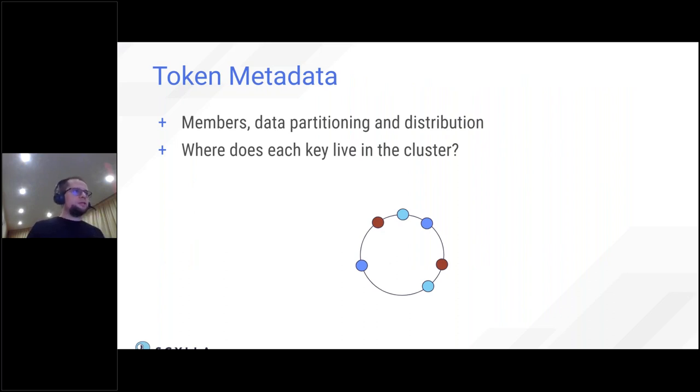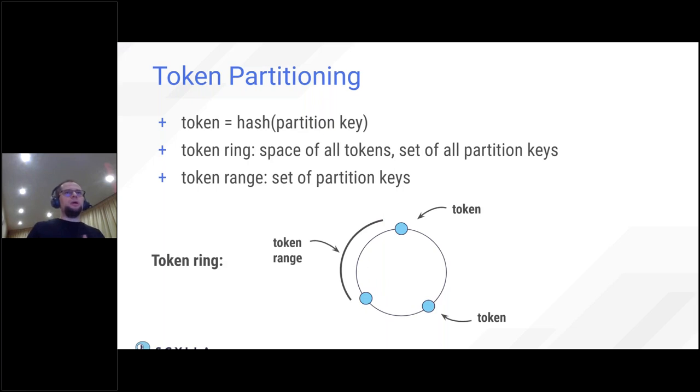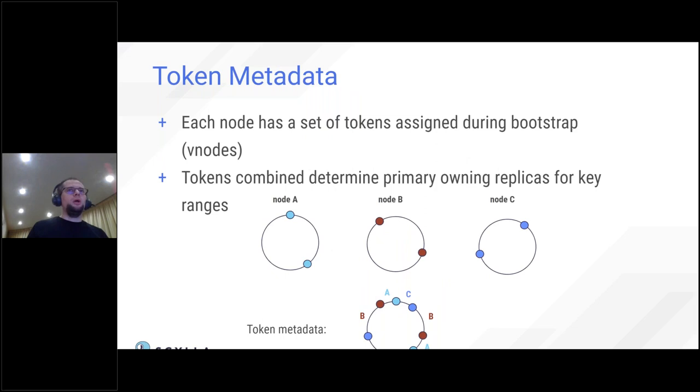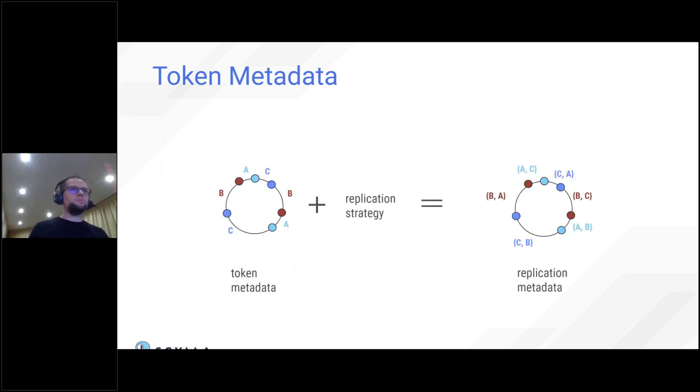So this is an illustration of what I just said. Every node decides on a set of tokens when it bootstraps. And when you combine all of the tokens from all of the nodes, you get the actual token metadata, the full information about the ring, because then you know which range is owned by which node. And when you combine it with the replication metadata, the replication strategy, you actually have the mapping of the data.